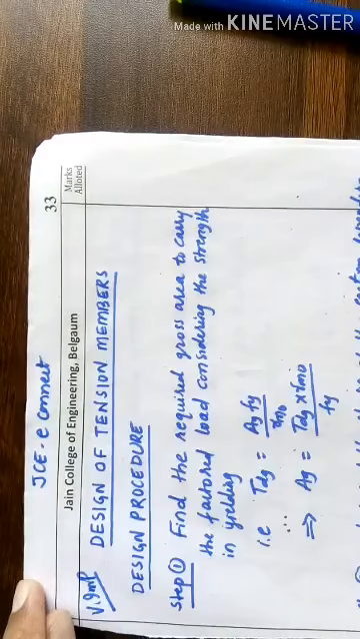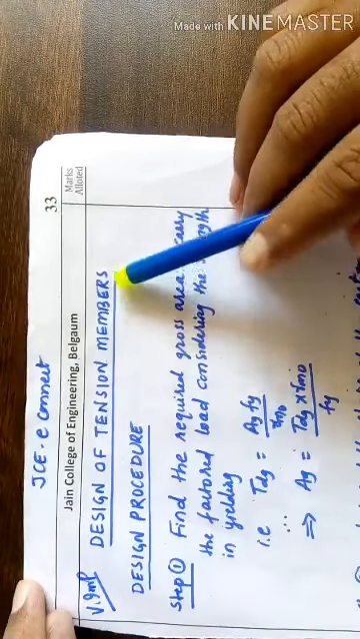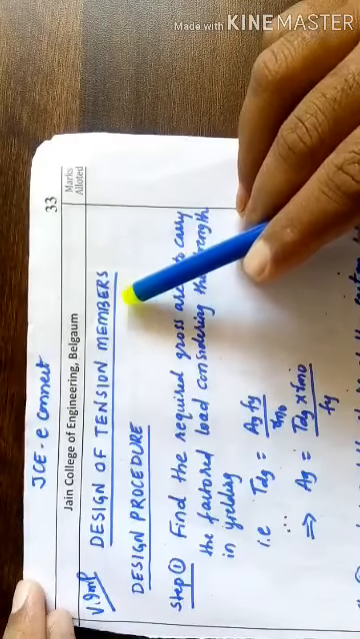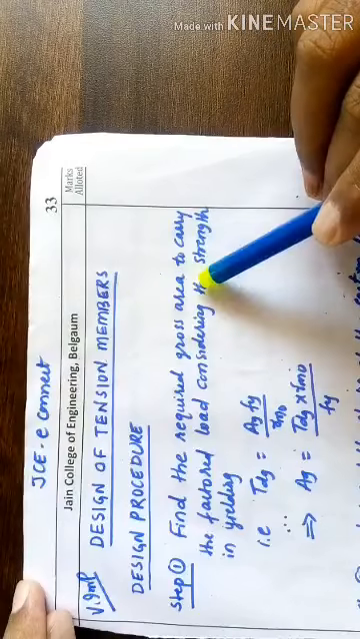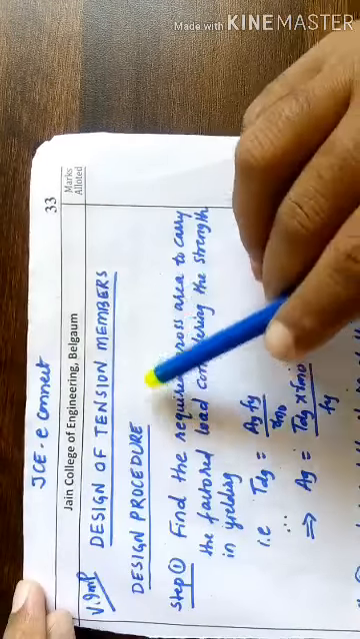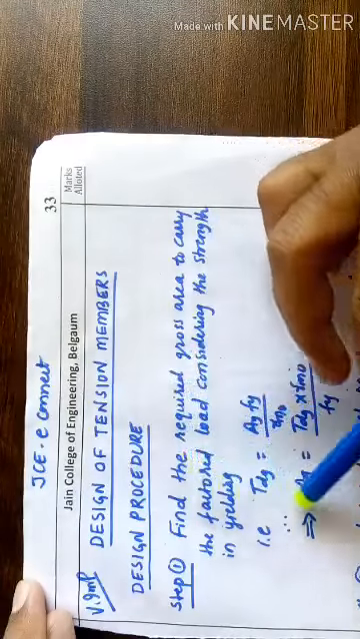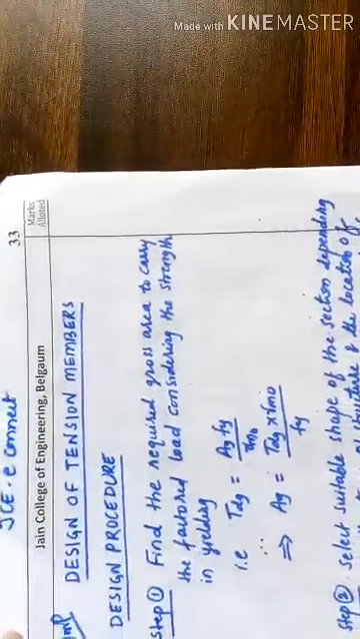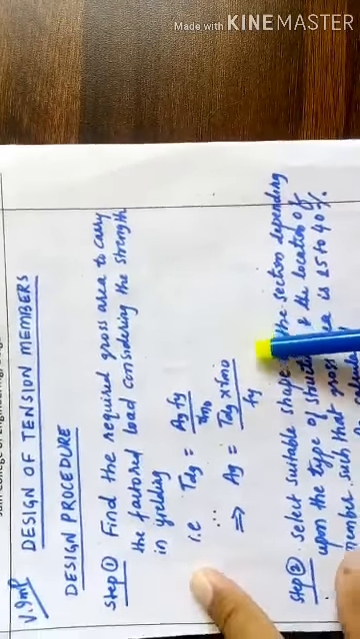In this lecture, we'll be discussing the design procedure of tension members. In previous lectures, we have seen how to calculate the strength of the member for a given section. There the section was given, and for that section we calculated the strength. In this procedure, we'll see how tension members can be designed for the given load. So the design procedure here is as follows.